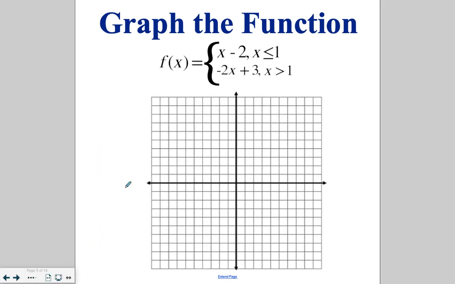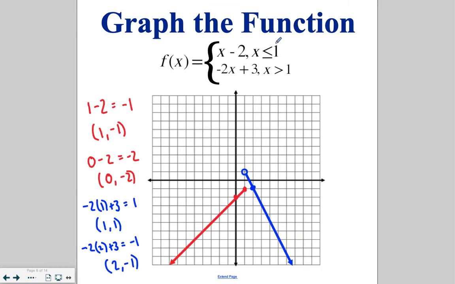Go ahead and try this one on your own. So you're going to plug in 1 first, and you're going to get 1, negative 1. That's that first point right here. Then I need a number smaller than 1. So I'm going to plug in 0, and that gives me 0, negative 2. That's that second point. Starting at the first point, going through the second one gives you that first line.